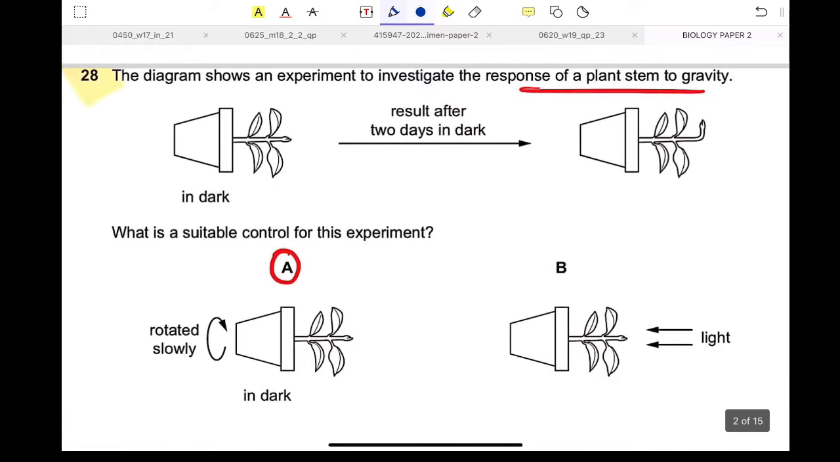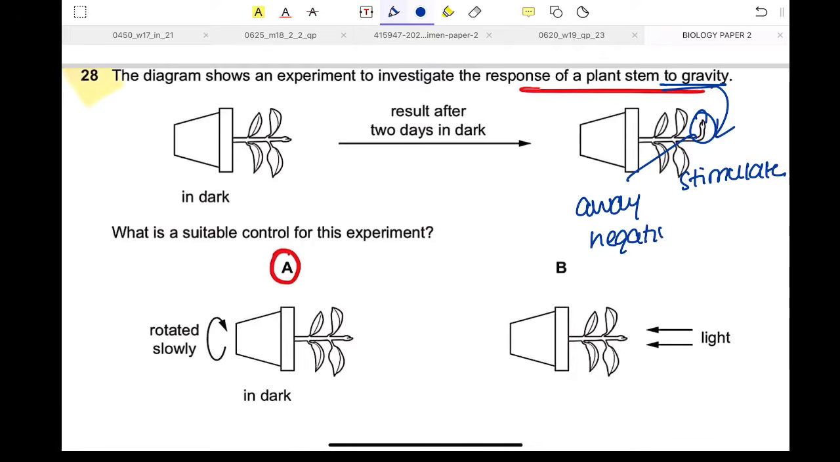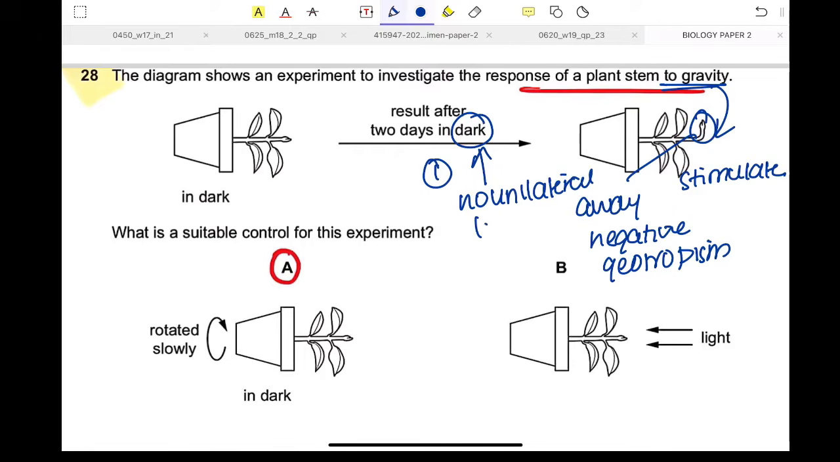Alright, moving on to the next one. The diagram shows an experiment to investigate the response of a plant stem to gravity. So this is basically your unilateral stimulus here. Here you are able to see it's moving away from gravity, so negative geotropism. This is what happens in the first case. It is also in the dark, meaning that there is no unilateral light stimulus.